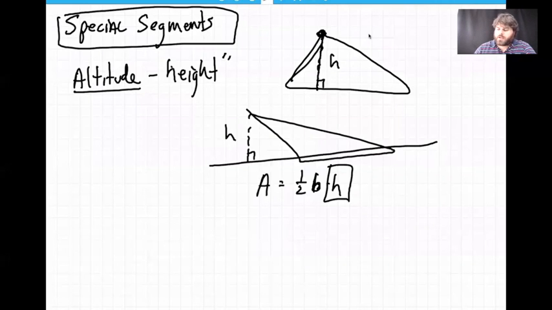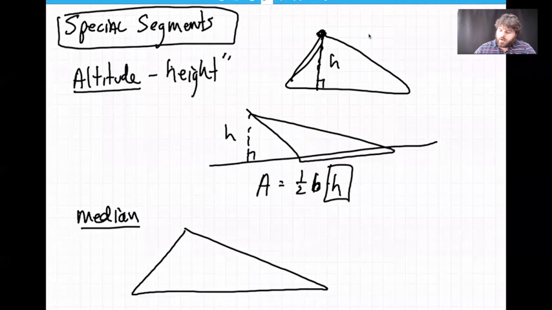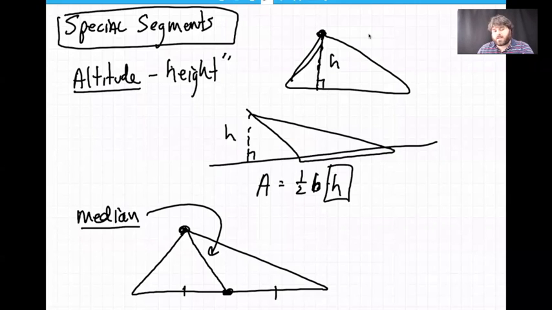All right, so the next special segment we're going to talk about is the median. And remember from mean, median, and mode, the median is in the middle. So what we're doing is we're cutting one of the sides in half. So we're bisecting the side, and then we connect it to the opposite vertex. So this is called the median. It goes from one vertex to the opposite midpoint of the side.